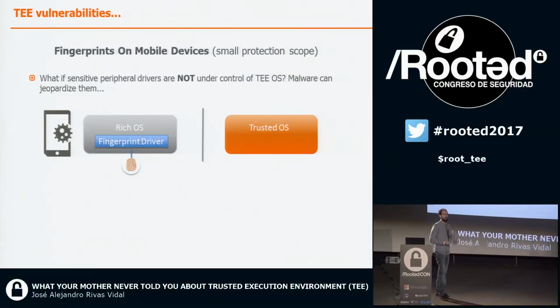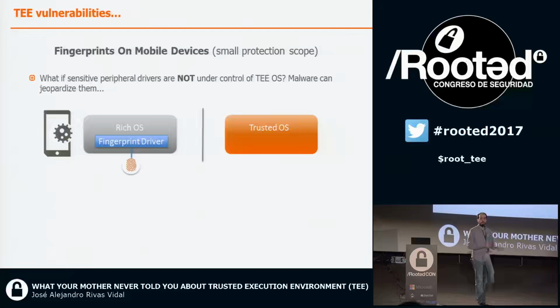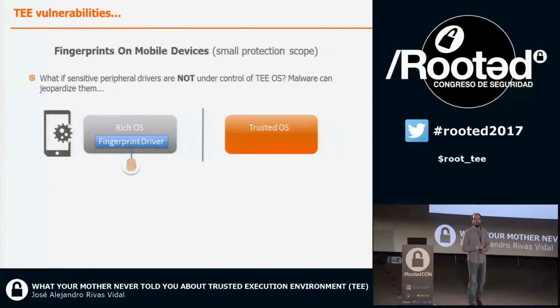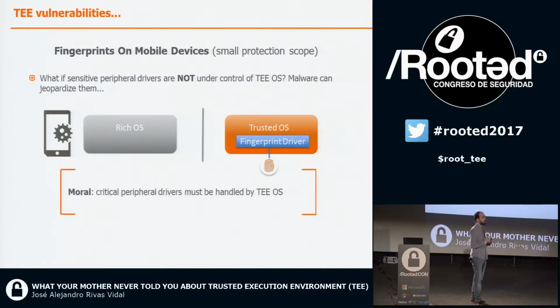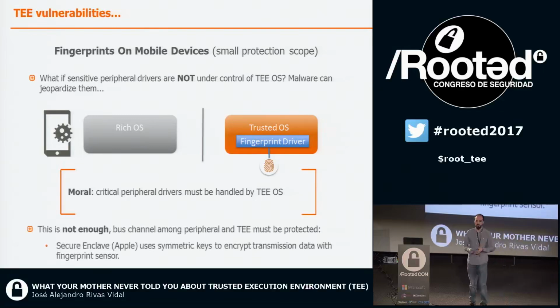So what would happen if we have a TEE with its trusted operating system, and also a peripheral, such as the fingerprint sensor, that is not managed by the TEE? Well, here a malware that has access to our Android or our iOS will be able to compromise that peripheral to some extent. If we use that kind of device, it is clear that all the peripherals that may be critical must be managed directly by the trusted operating system. However, this is not enough.